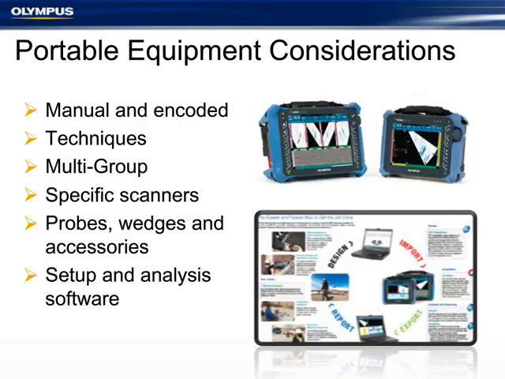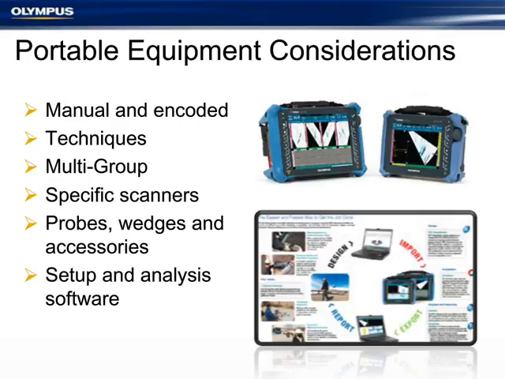What type of specific scanner may I require to do weld inspection or corrosion mapping? There are different probes, wedges, and accessories available depending on the material thickness, material type, and these types of considerations. And then, do I need a post setup and analysis software to assist in my inspection?